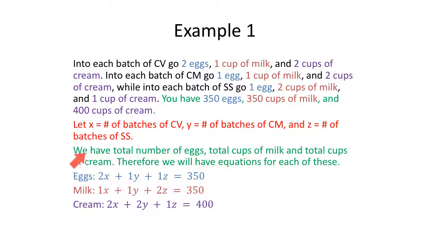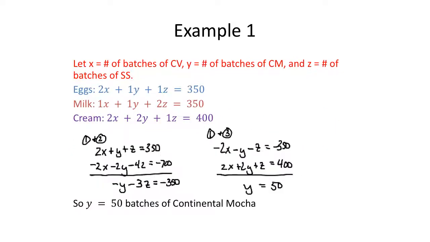All right, so the question or action statement is going to give us how to label our variables. Once we know our variables stand for the vanilla, the mocha, and the strawberry, we look at the totals, and that'll tell us what each equation stands for. I'll have an equation for a total number of eggs, total amount of milk, and total cups of cream that we're going to use. Now that we have the equations set up, we can solve them. So if we use eggs and milk, looking at eggs and milk, we can eliminate the X value. Let's multiply milk by negative 2. Negative 2x, negative 2y, negative 4z, negative 700.